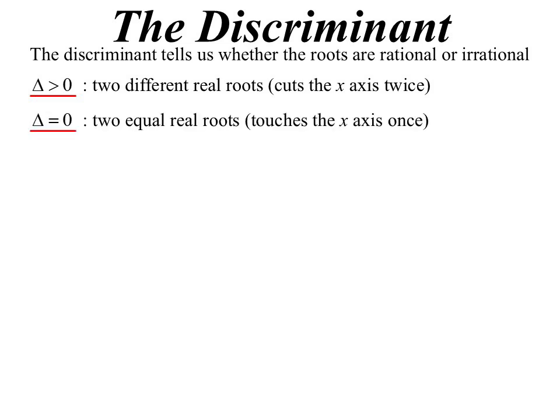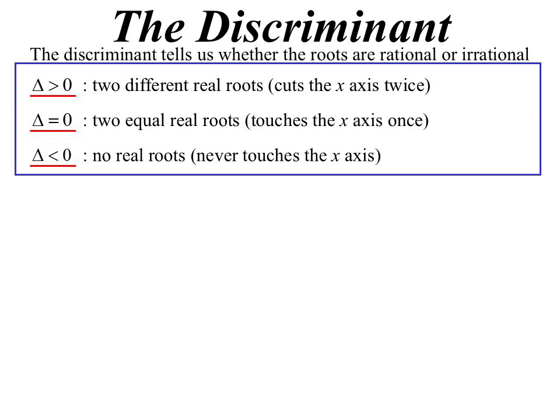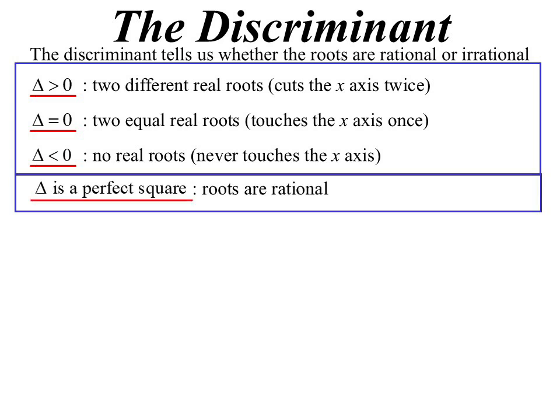Whereas if it's equal to 0, you still have 2 roots. They just happen to be the same. You've got a double root. It only touches the x-axis once, and if it's less than 0, you don't have any real roots. You still have 2 roots, mind you. Now the 2 roots are imaginary roots. Every quadratic will have 2 roots, but this one will never touch the x-axis. If that discriminant turns out to be a perfect square, then we know the roots must be rational because we can find the square root of it. So I'll get plus or minus and it'll end up being a rational number rather than an irrational number.